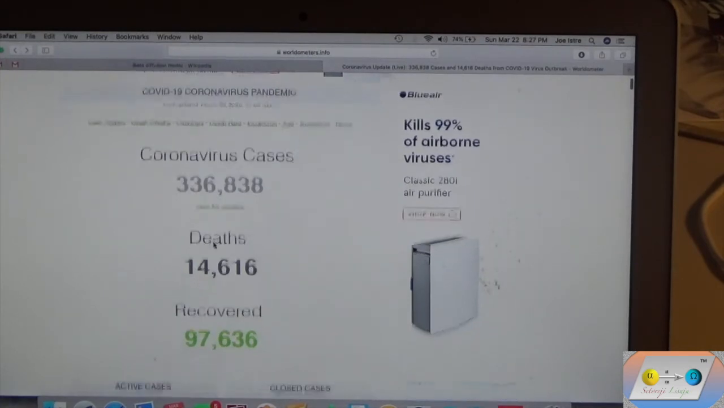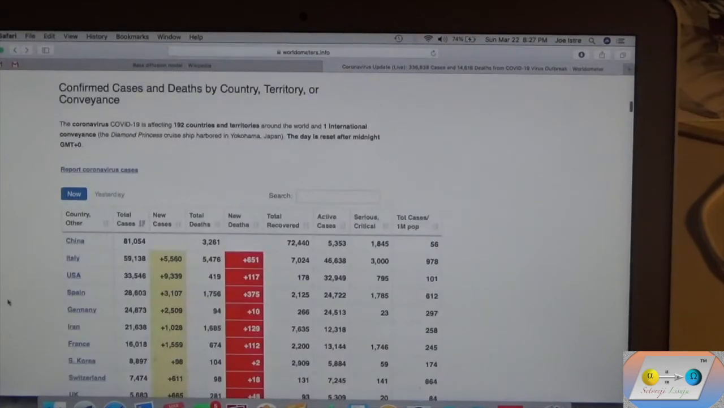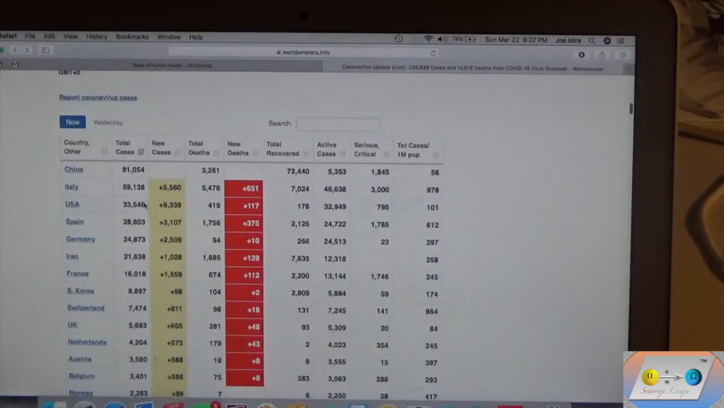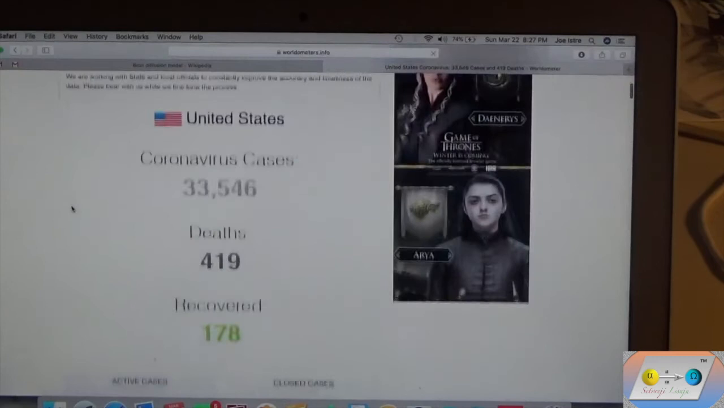So this is the world view here, and you can view by country. Essentially you see the most cases, or deaths, I guess. Yeah, total cases mostly in this order, and you can either drill down into the USA or any other country for what they're doing.